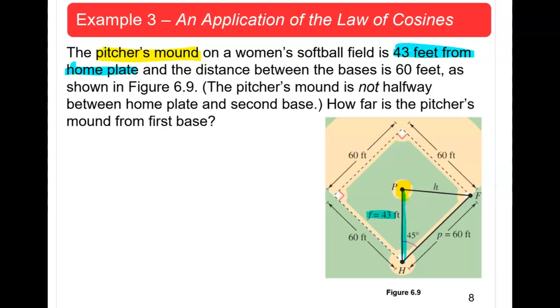I assume H is for home plate, P is for pitcher, and then F is going to be for first base. Okay, so moving on, I'm going to go ahead and color that angle F blue. And you can see the side opposite to it is the one here with the lowercase f. That's 43 feet. Then it says here the distance between the bases is 60 feet. So from home to first base, that could be considered a distance, and it is equal to 60 feet.